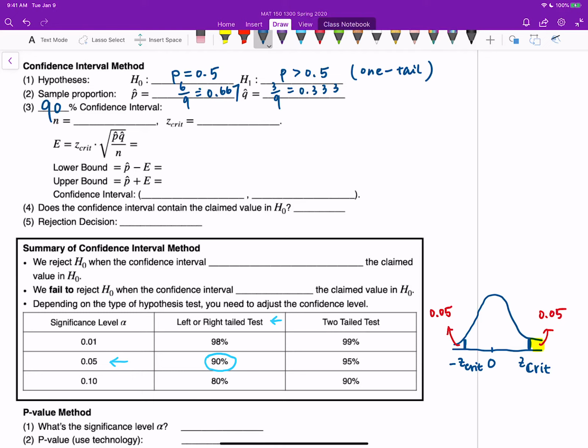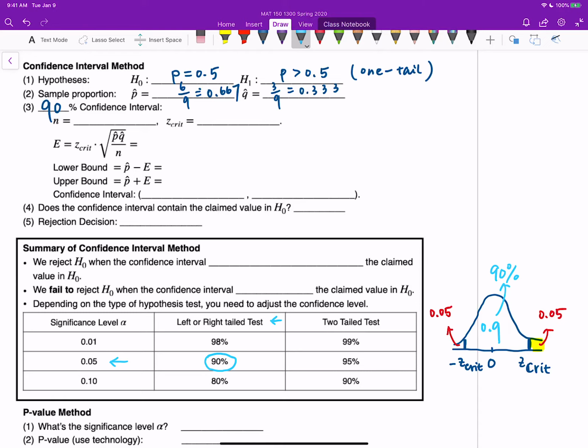And then you could actually calculate the area in the middle. The two areas on the two ends, if you add them up, it's going to give you 0.1. So that basically means the area in the middle is 0.9. What is 0.9 as a percentage? It's 90%. So that's how you know that you're constructing a 90% confidence interval.